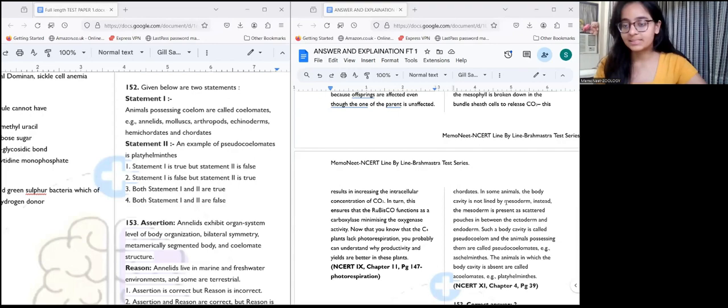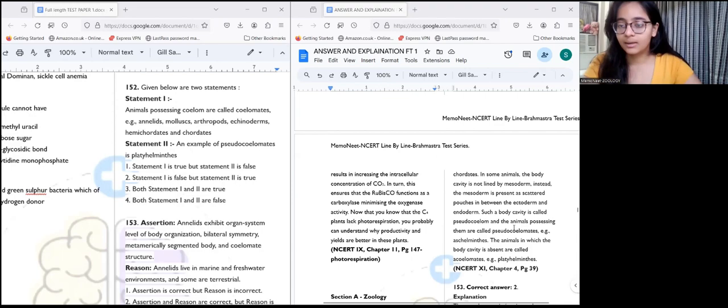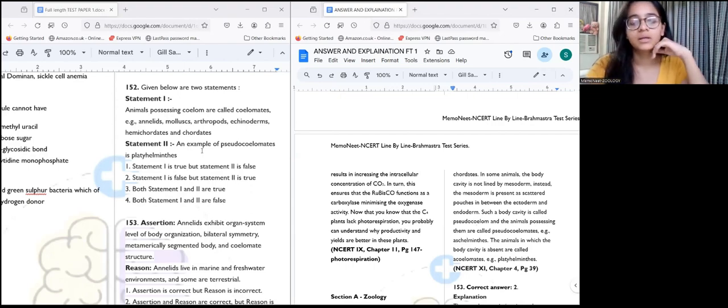But if mesoderm is present, not as a lining, but in scattered pouches in between the ectoderm and the endoderm, then such a body cavity is known as pseudocoelom. The animals possessing them are called pseudocoelomates. This is in Aschelminthes. We might think to remember it's in Platyhelminthes, but it is not present in Platyhelminthes. It is present in Aschelminthes. So statement 1 is true, but statement 2 is false.